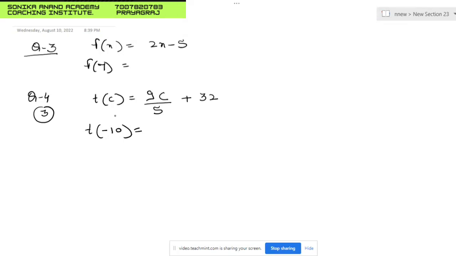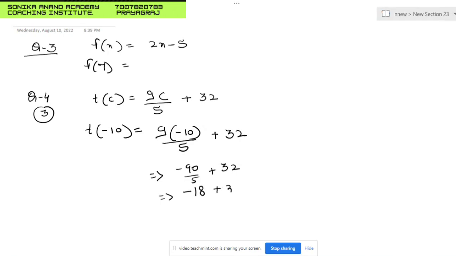So C is minus 10. I put the values over here: 9 times minus 10 over 5 plus 32. You can easily solve it. Minus 90 over 5 plus 32. That means what? 5 into 18 is 90. And what is the answer?